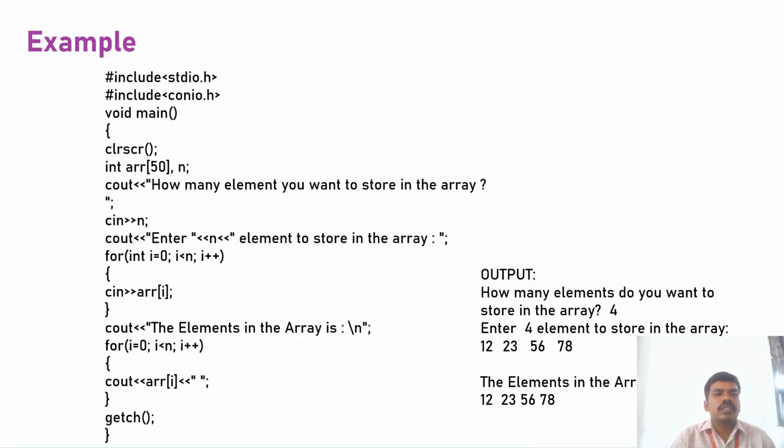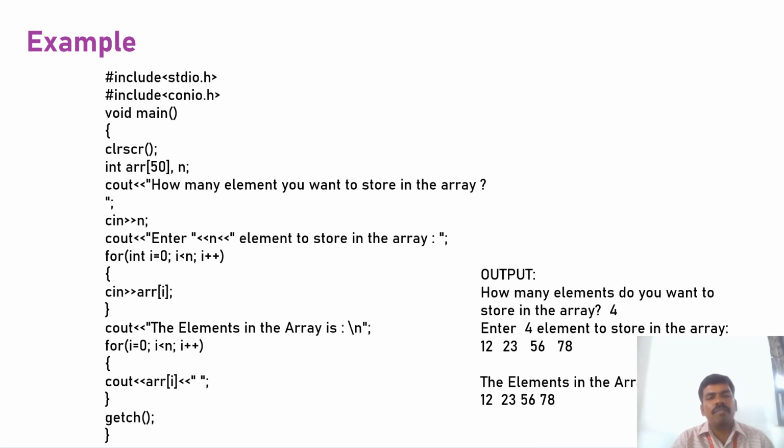Here is an example program. It is an integer type array of 50. ARR is the array name, so in that particular array we can enter 50 elements. The memory addresses of the 50 elements are called from 0 to n minus 1, which means 0 to 49 memory locations are to be allocated. Count how many elements you want to store in the array.